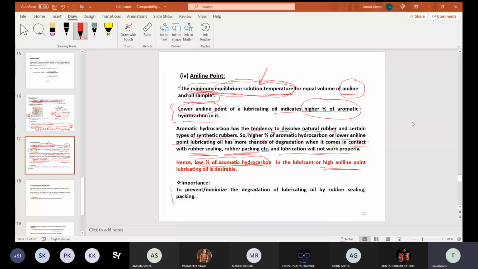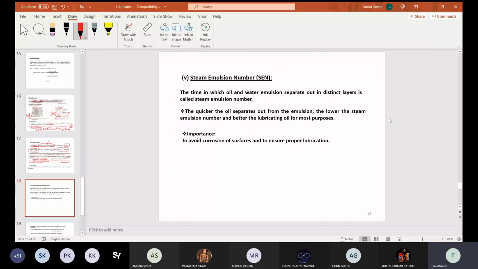Okay, sir, understood. Why are we using aniline? What special properties does aniline have that we are not using any other compound? Aniline is used as an aromatic substance, and it also has a polar group. As one of the representative substances, it is used for the determination.